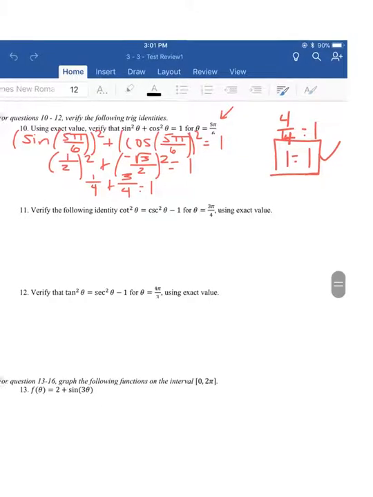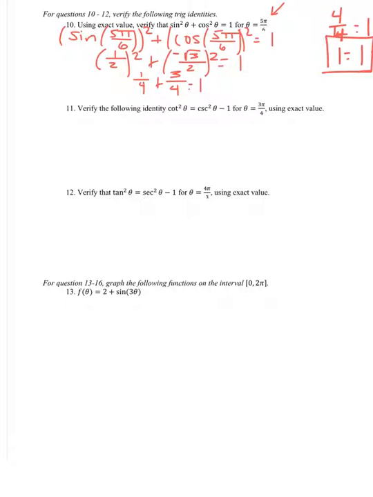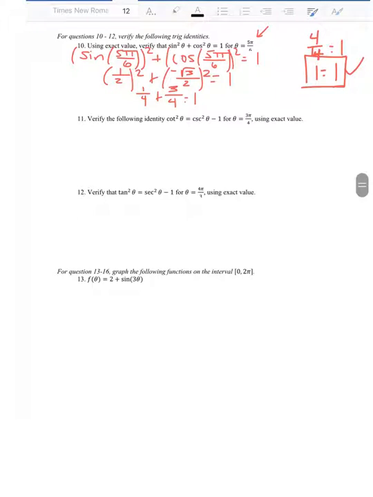That's why it works. So for the second one here, you actually need to do a little bit more work because we have some reciprocal functions, but it's the same exact thing. So here you need to do the cotangent of 3 pi over 4 squared, and that should be equal to the cosecant of 3 pi over 4 squared minus 1.